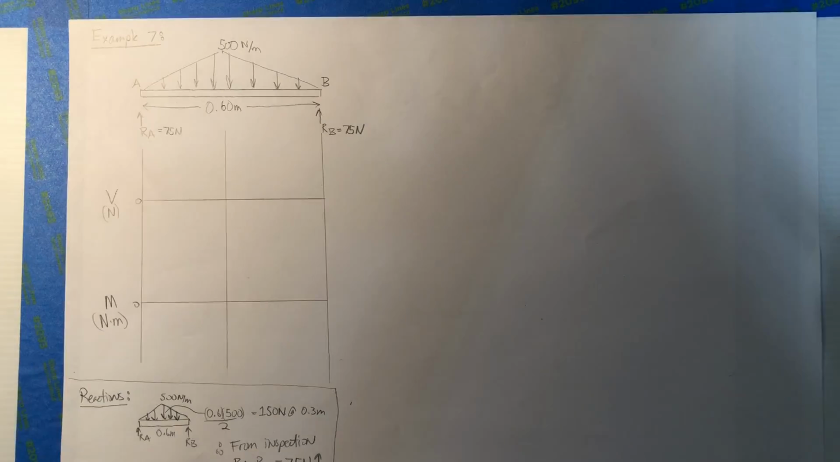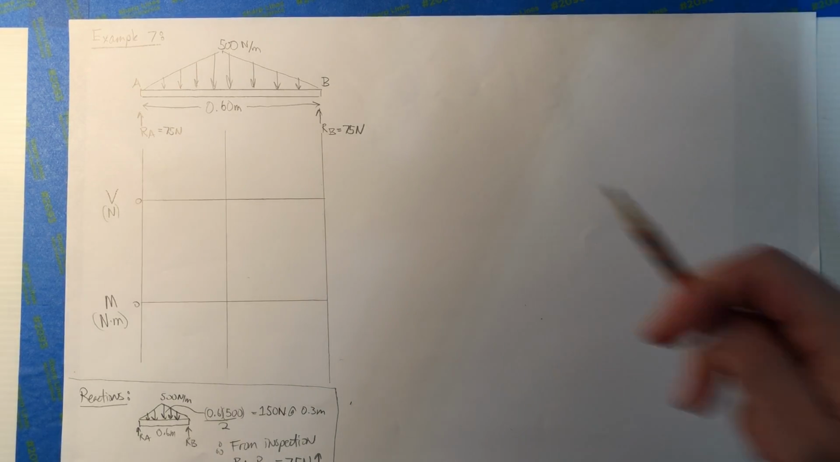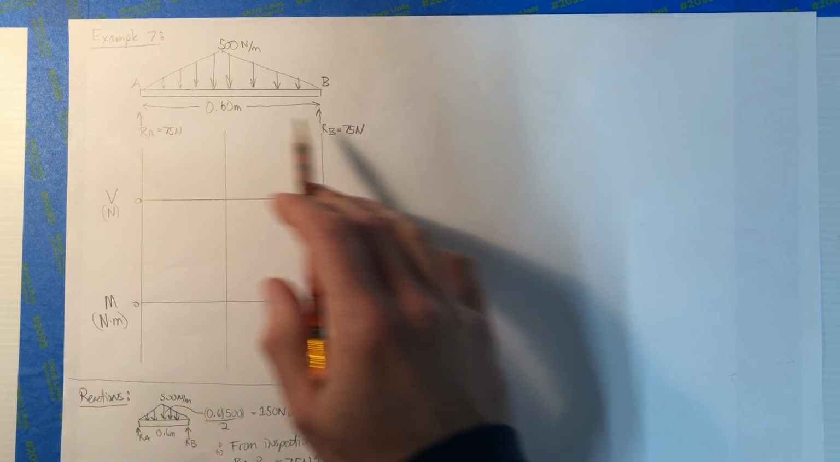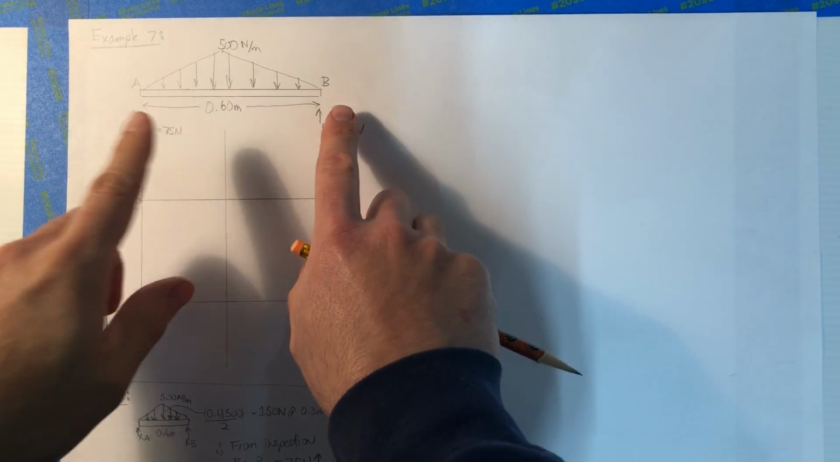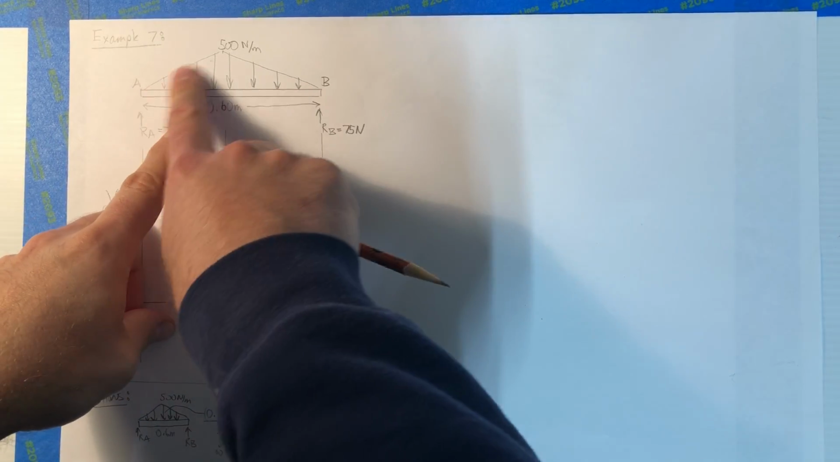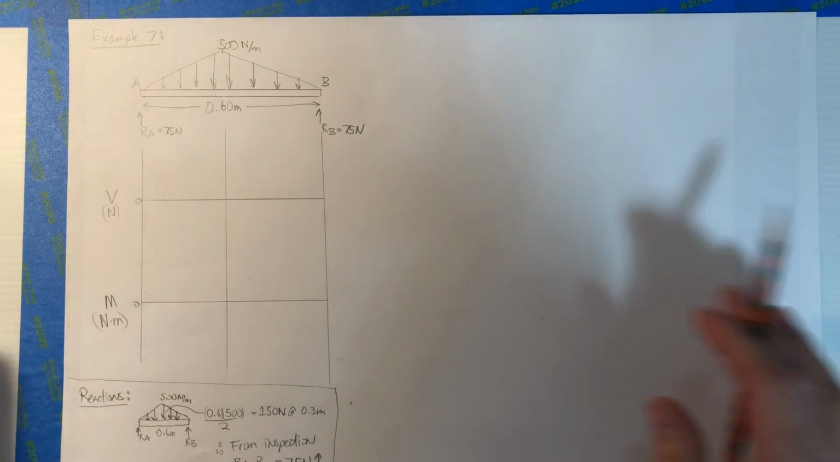Okay, guys, this is example 7. This one's a little more complex. It's easy, but it's more complex in a way. It's going to be a simply supported beam. Reactions are known in the beginning. Okay, we don't know what they are. With a triangular shaped distributed load.